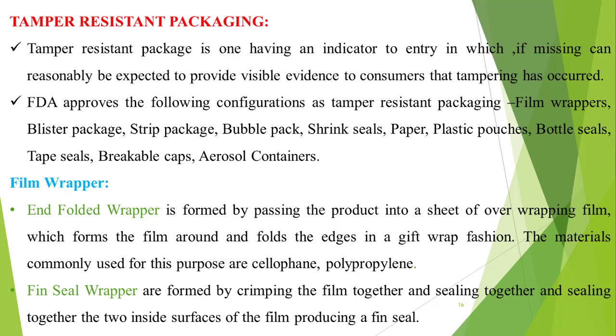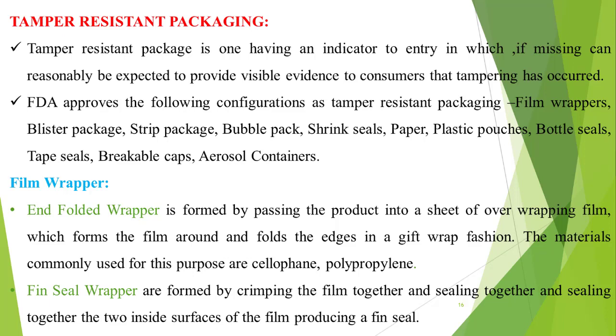A tamper resistant package is one having an indicator of entry which, if missing, can reasonably be expected to provide visible evidence to the consumer that tampering has occurred. The final conclusion is that it should not be tampered. Next, the FDA approves the following configurations as tamper resistant packaging: film wrappers, blister package, strip package, bubble pack, shrink seals, paper, plastic pouches, bottle seals, tape seals, breakable caps, aerosol container.